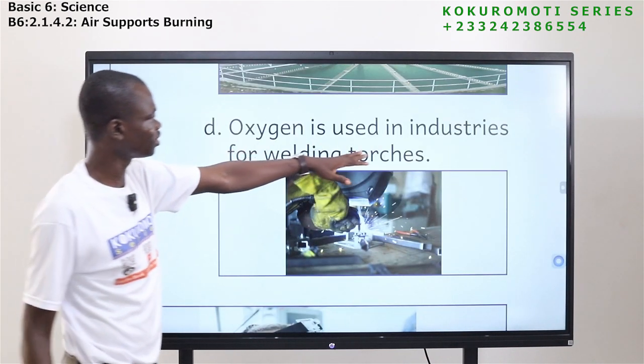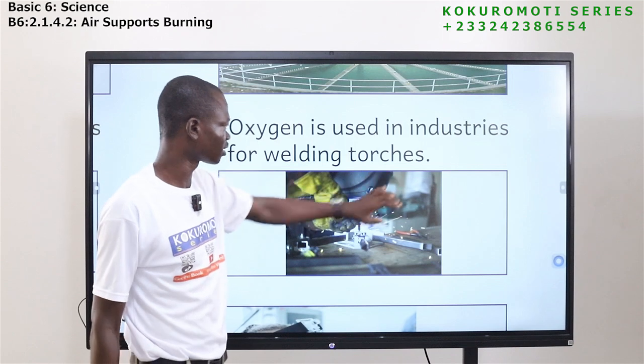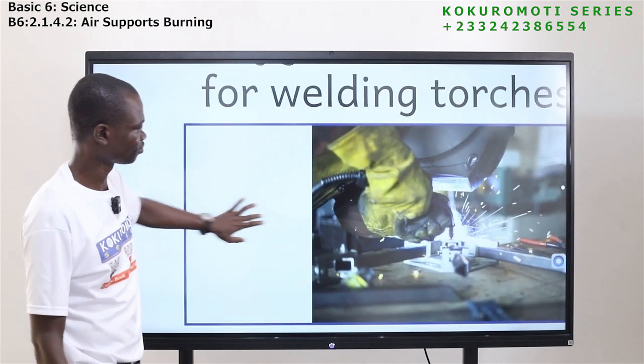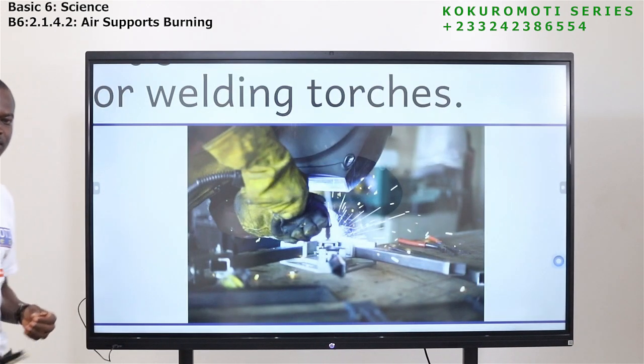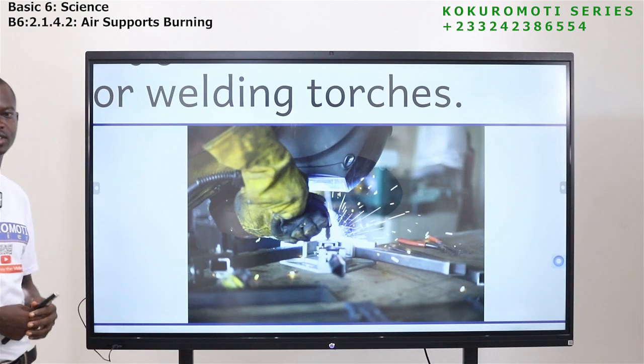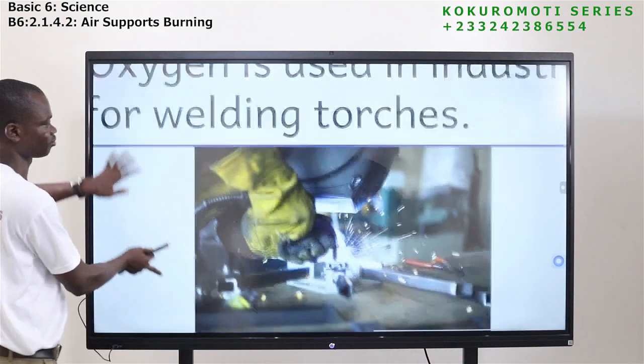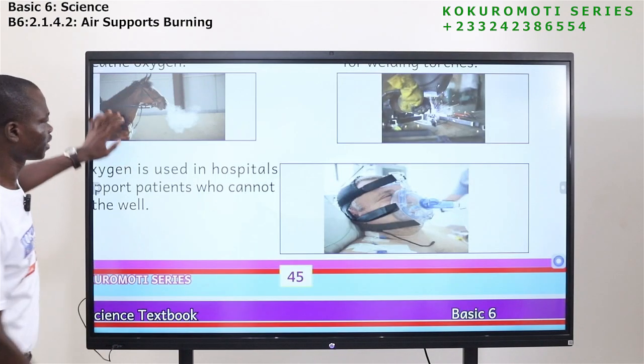Oxygen is used in industries for welding torches. So if you look at this, the welders, yes, they use oxygen in their work. Okay, let's come to the next one.